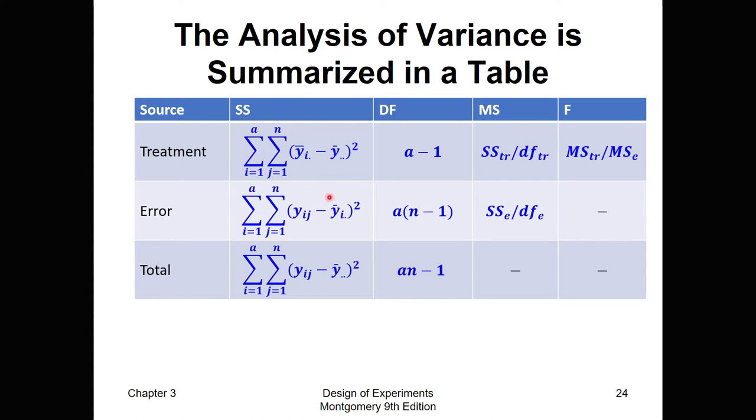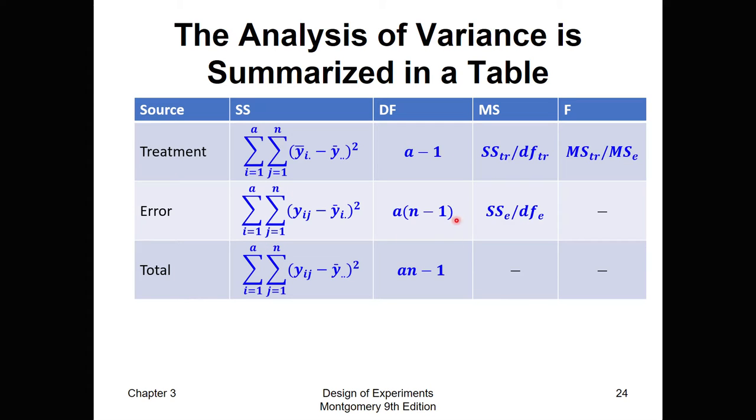These sums of squares are the same thing that you've seen before. The sum of squares treatment is the difference between the group and the grand mean. The sum of squares error is the difference between the data value and the group mean. And the sum of squares total is the difference between the data value and the grand mean. So this is the traditional breakdown that we've had. And again, they're summed over all the groups and all the observations within the groups.